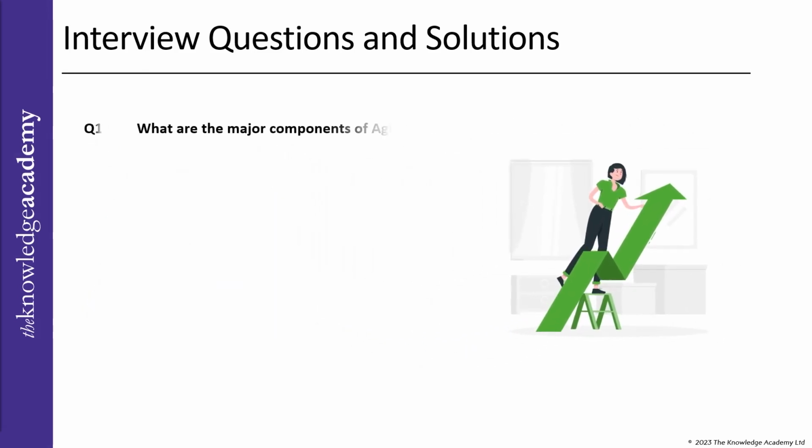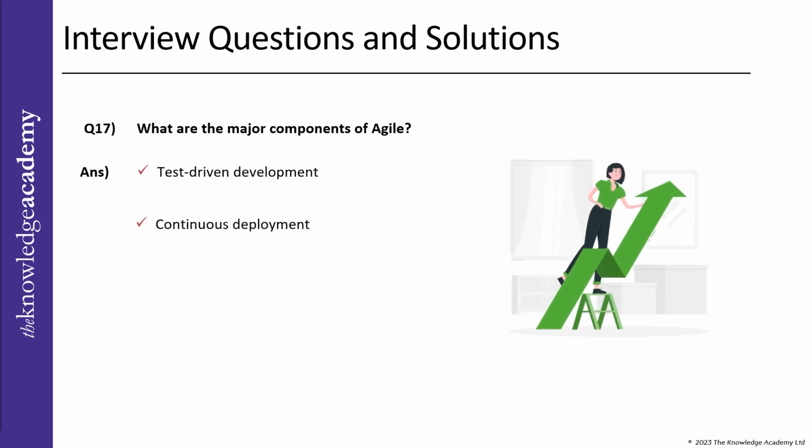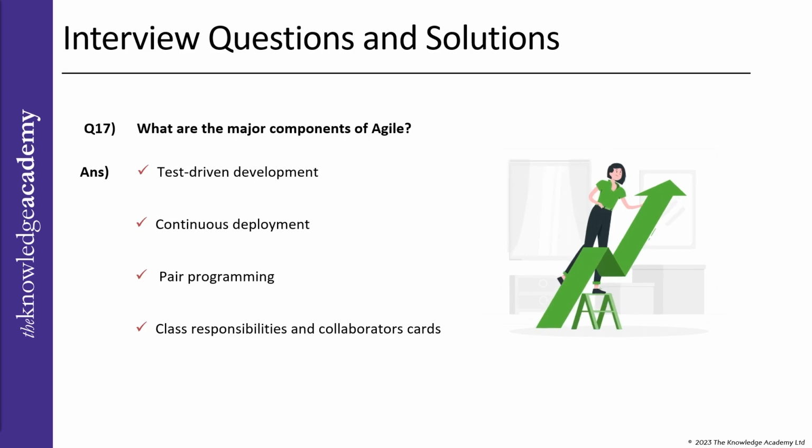The major Agile components are test-driven development, continuous deployment, pair programming, class responsibilities and collaborators cards, and daily stand-up meetings.